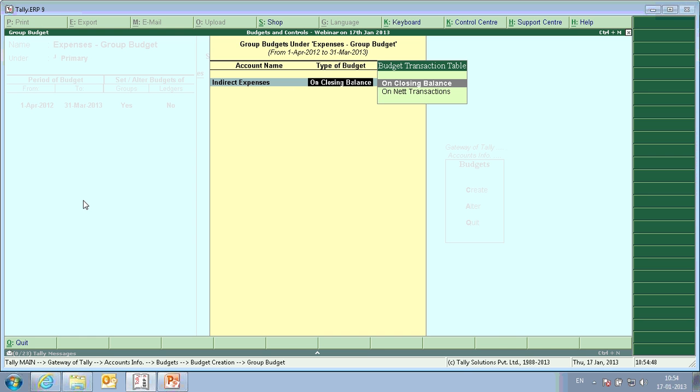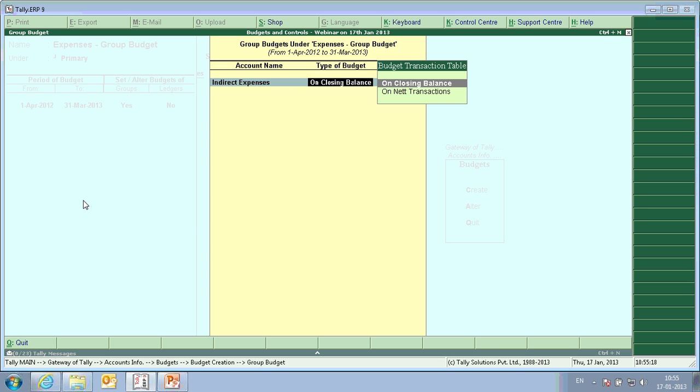This needs to be understood, very, very important. What are these two options? One is on closing balances and another one is on net transactions. So that we will understand: first I will select on closing balances and show what happens, and I will explain net transactions also. But both should be understood very clearly when we need to explain it to a customer.